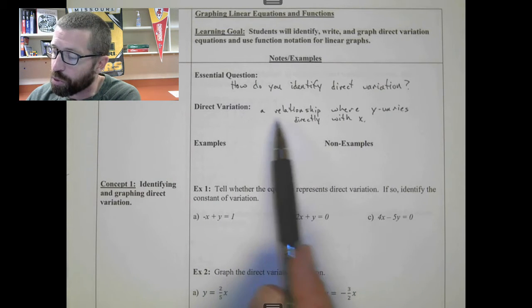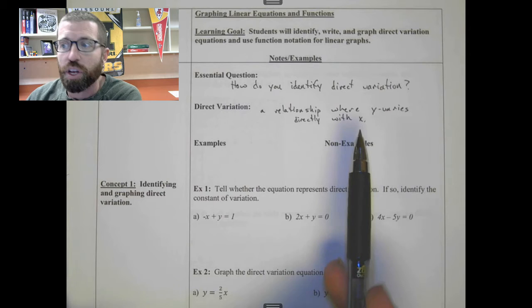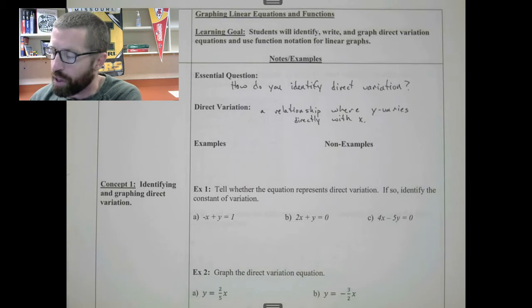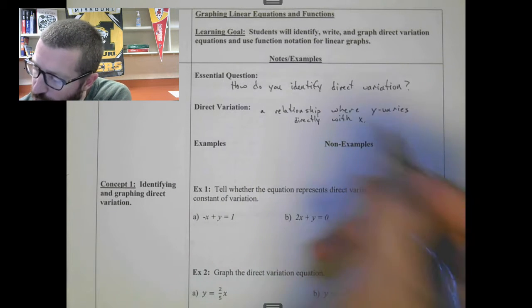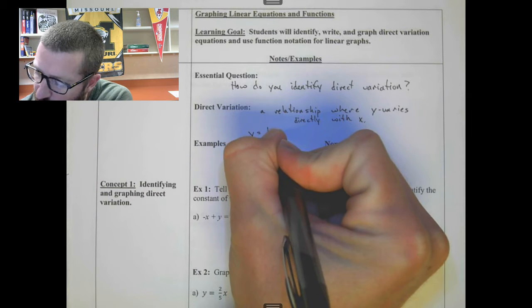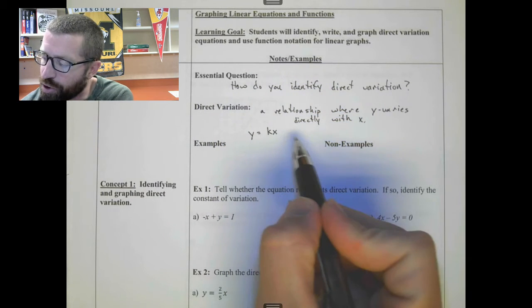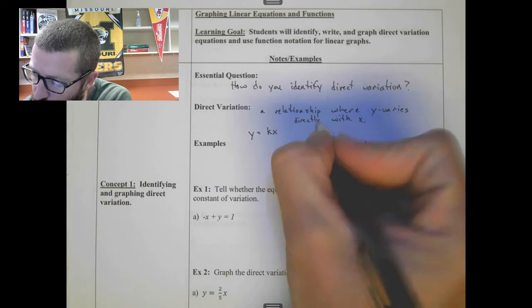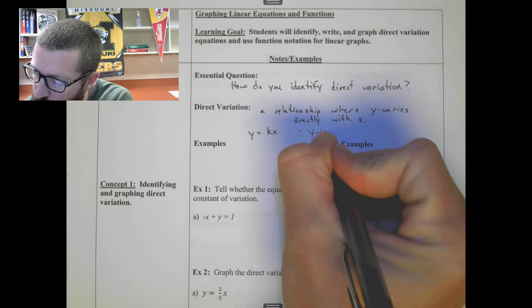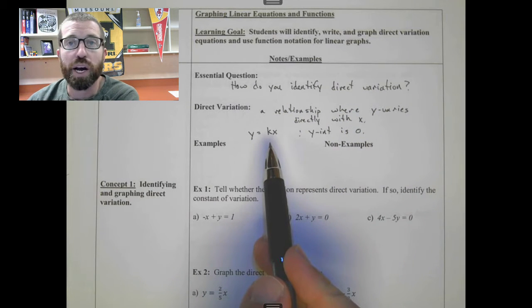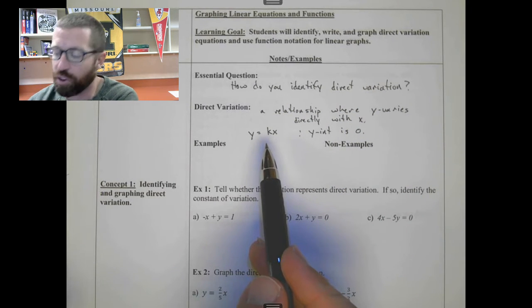A direct variation is a relationship where y varies directly with x. What this means is as x increases, y increases. As x decreases, y decreases in the relative same amount. The form will look like this: y is equal to k times x, and it is the form of a line with a y-intercept of 0. And so if you have a line where the y-intercept is 0, that is direct variation.